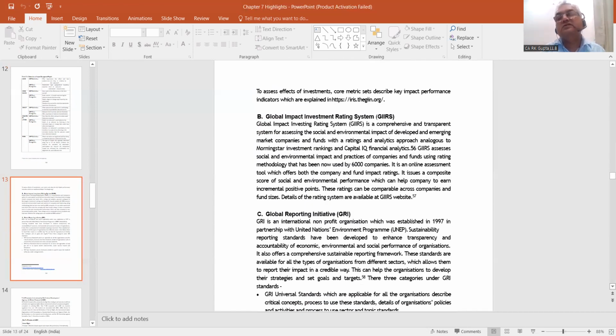Now, Global Impact Investment Rating System, GIIRS. So this Global Impact Investing, so we were somewhere here. So this Global Impact Investing Rating System is a comprehensive, just a minute.